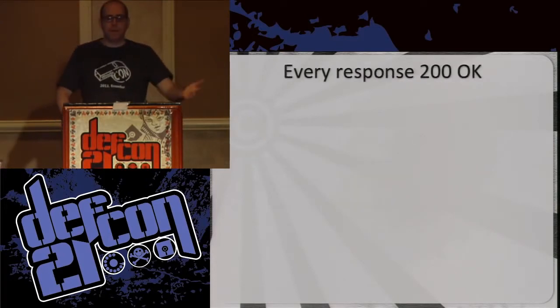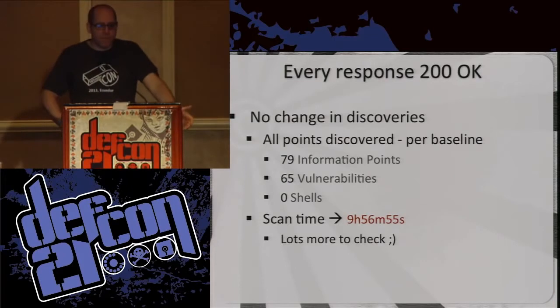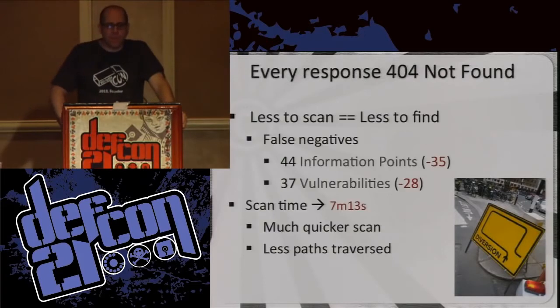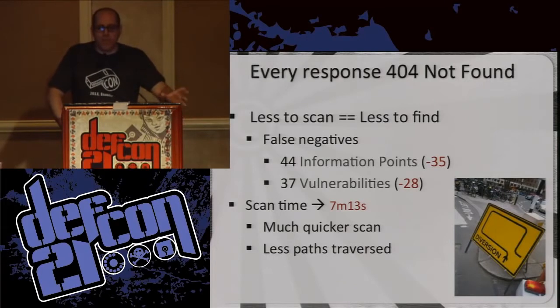Okay, so if everything responds with a 200 OK, you still get everything. So we're not winning on the false positives and false negatives. It takes you 9 hours to run the scan, which is kind of interesting. It lets us win time, but it's not really working. So a 200 OK isn't really going to do what we need it to do. So if everything's a 404, it's a lot quicker to do the scan because you're not finding everything, but it's missing a majority of the information points and a majority of the vulnerabilities. Okay, so you're starting to see some interesting stuff.